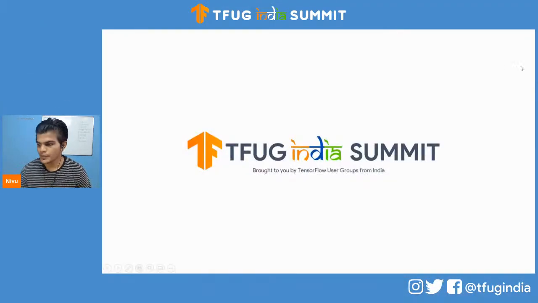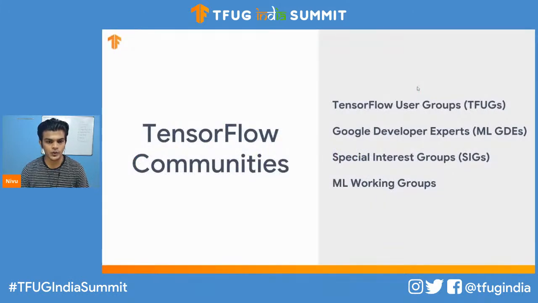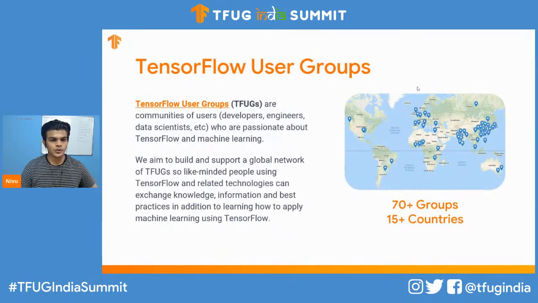I will start by introducing the TensorFlow user group communities. This TFUG India Summit is organized by 13 TFUGs from India. In TensorFlow, we have four types of communities: TensorFlow user groups, the Google developer experts, which we call MLGDE, special interest groups, SIGs, and ML working groups. TensorFlow user groups are communities of users: developers, engineers, and data scientists who are passionate about TensorFlow and machine learning. The aim is to build a global network of machine learning and TensorFlow enthusiasts to discuss the latest technologies on TensorFlow and machine learning in general.